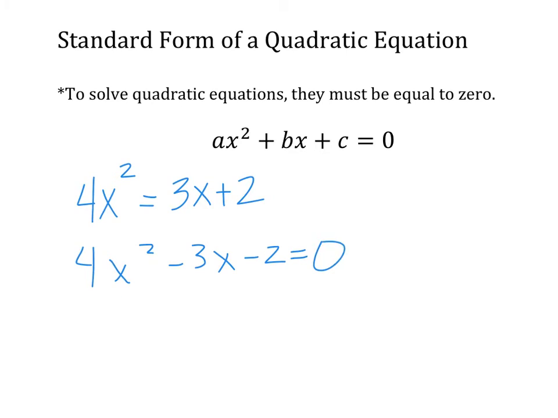Once I put them all to one side, they're changing signs, because I'm subtracting them over, right? And then they'll cancel on the right side. From here, this is something I could actually factor and solve, but we'll go into that in the next one.